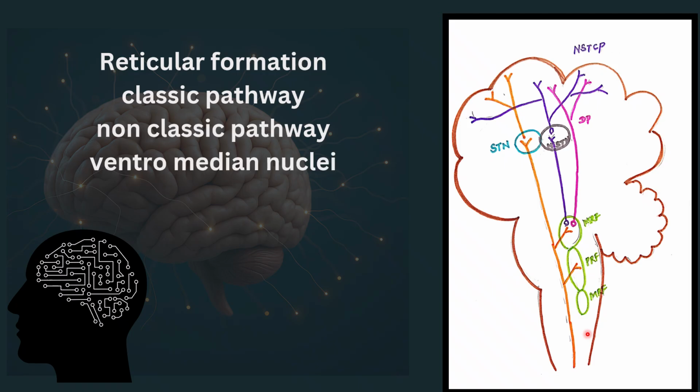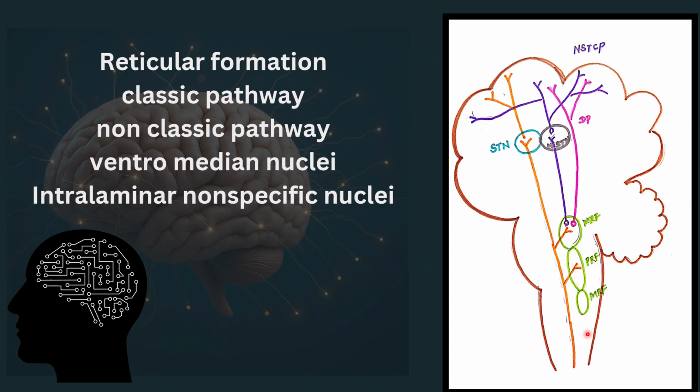The classical pathway passes through the ventromedian nuclei of the thalamus. The non-classical pathway passes through the intralaminar non-specific thalamic nuclei. So this is the classic pathway, and these two are the non-classic pathway. The descending reticular formation is the medullary reticulospinal tract and pontine reticulospinal tract. It controls the motor activities.